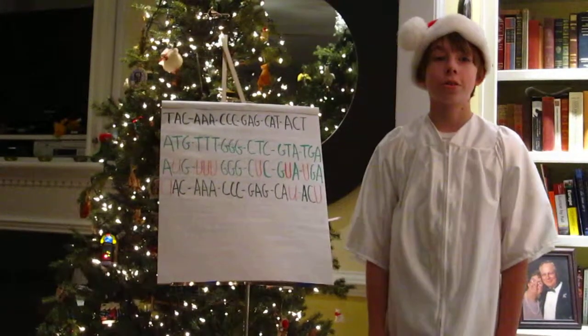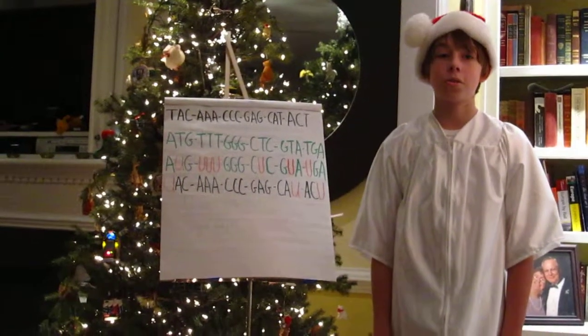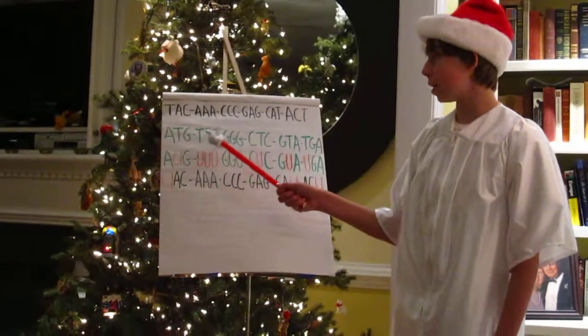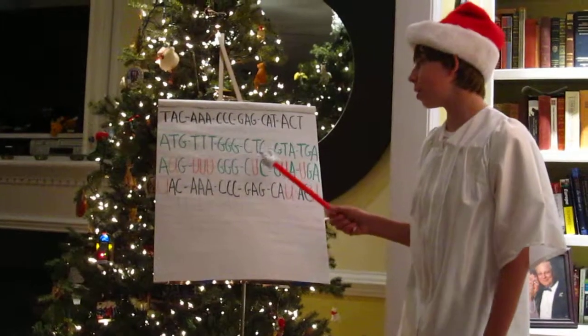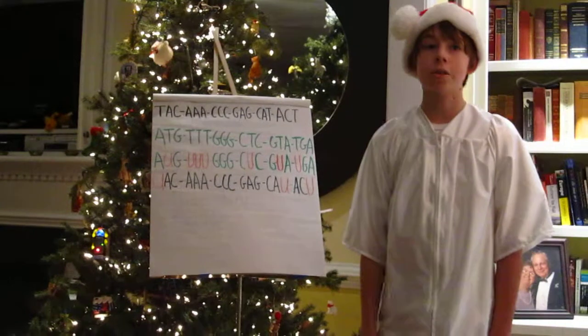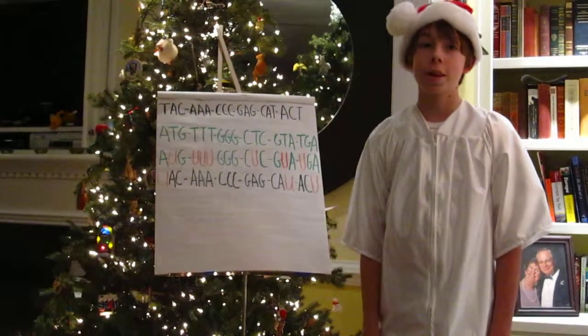When an antisense strand is created, a sense strand is also created. In this case, the sense strand is ATG, TTT, GGG, CTC, GTA, TGA. As you can see here, the sense strand is the exact opposite of the antisense strand.